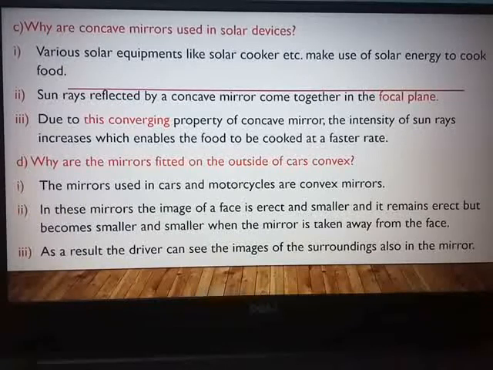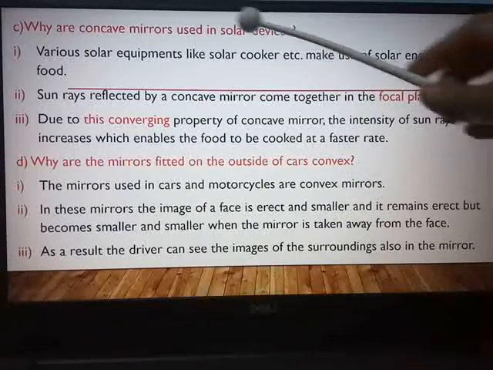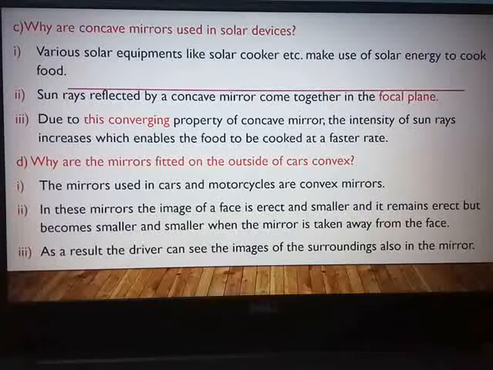I hope all of you have marked the answer in the textbook. Later on, you can write it in your notebook. Now, these are all open-ended questions. Based on this part, you may also get a give reason question. A give reason can be: doctors make use of a concave mirror.